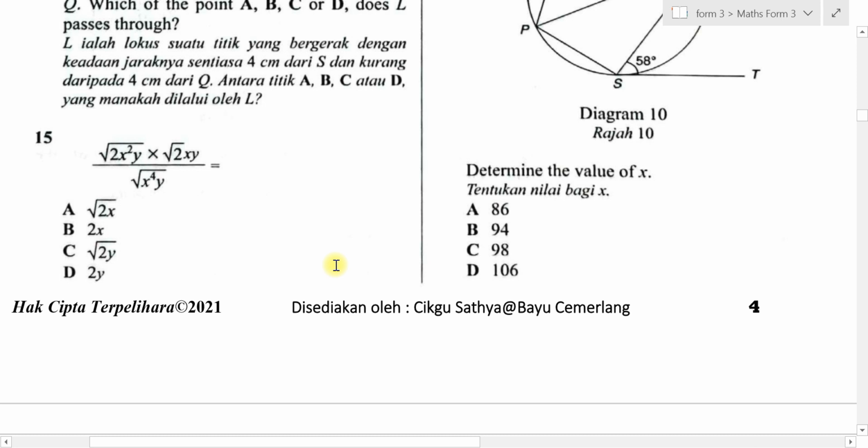Samira, what is your answer for 15? I don't know, sir. You don't know how to do. Okay. Come, let us do.